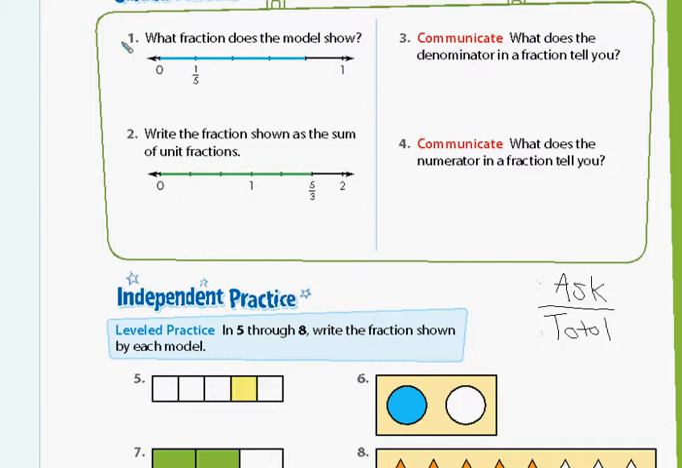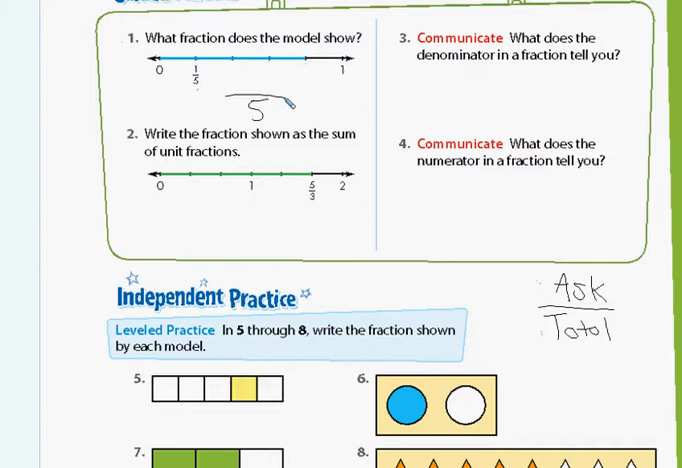On problem number 1, it says, what fraction does the model show? It shows me one of the fractions right there is 1/5, but I'm just going to double check how many pieces there are between the 0 and the 1. I've got 1 piece right there, 2 pieces, 3 pieces, 4 pieces, 5 pieces. So there's 5 total pieces that the whole is broken down into. So that means my denominator is going to be 5. That's how many total pieces the whole is broken down into.